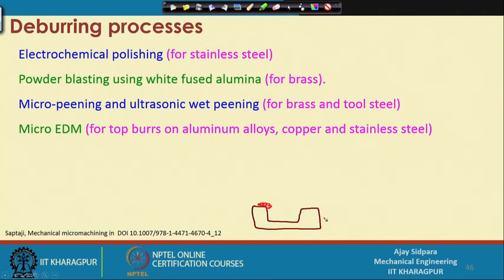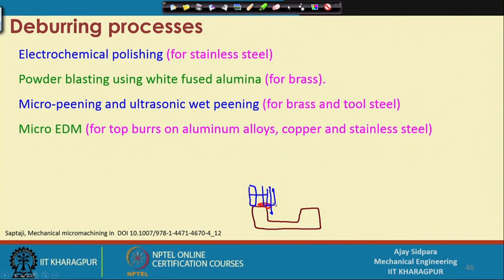So, this is the burr formation. Then what we do is add one EDM tool here. Then the EDM tool will move in this direction. So, it will remove this part, and once it reaches here, it will move a little bit down. So, EDM will remove this.